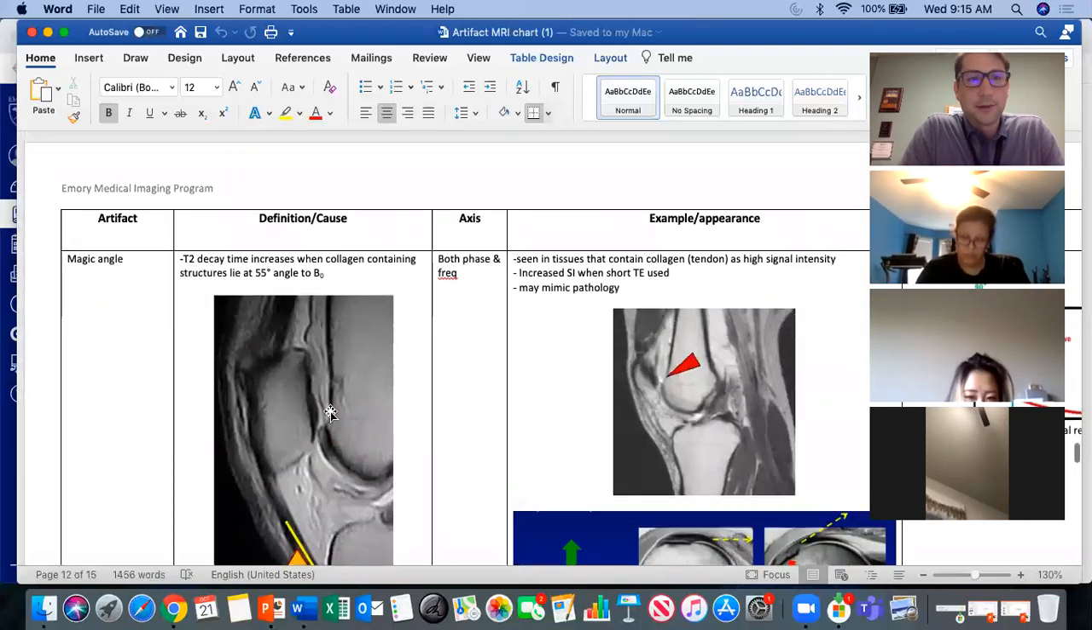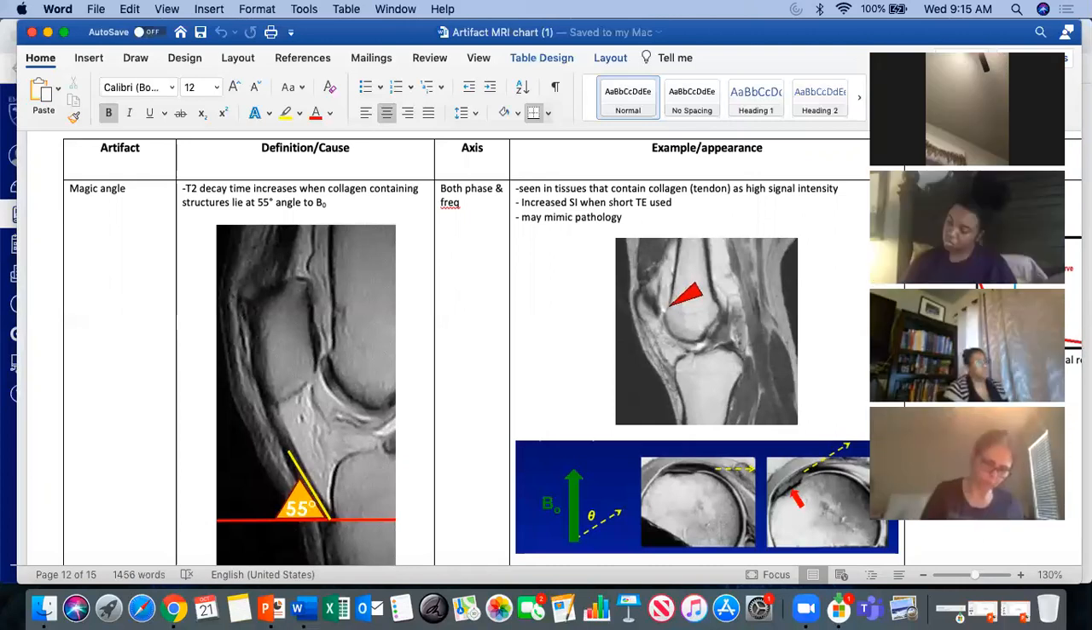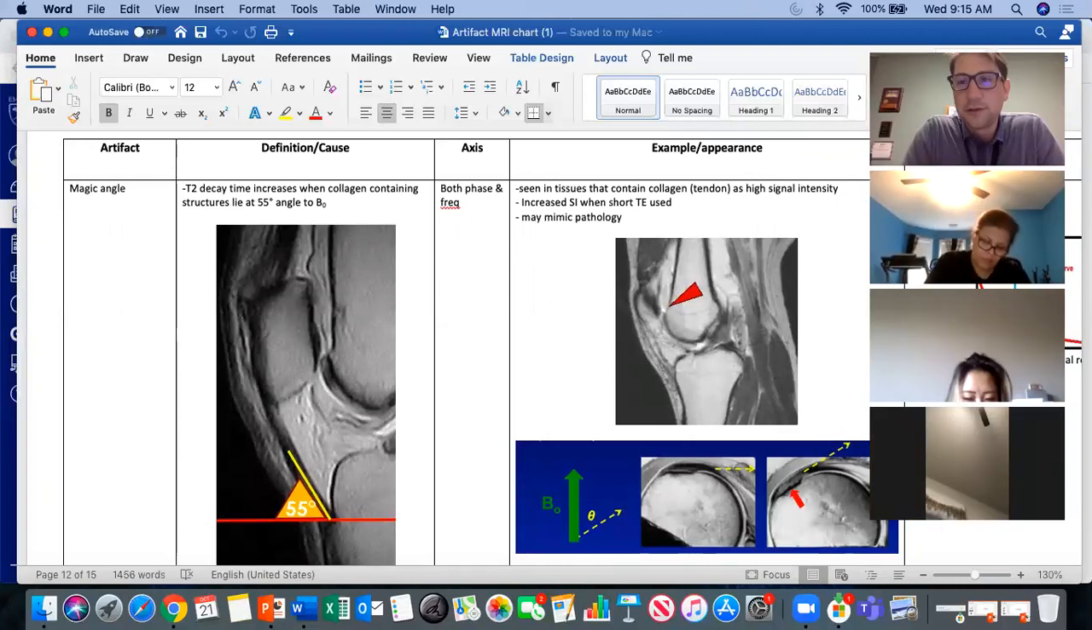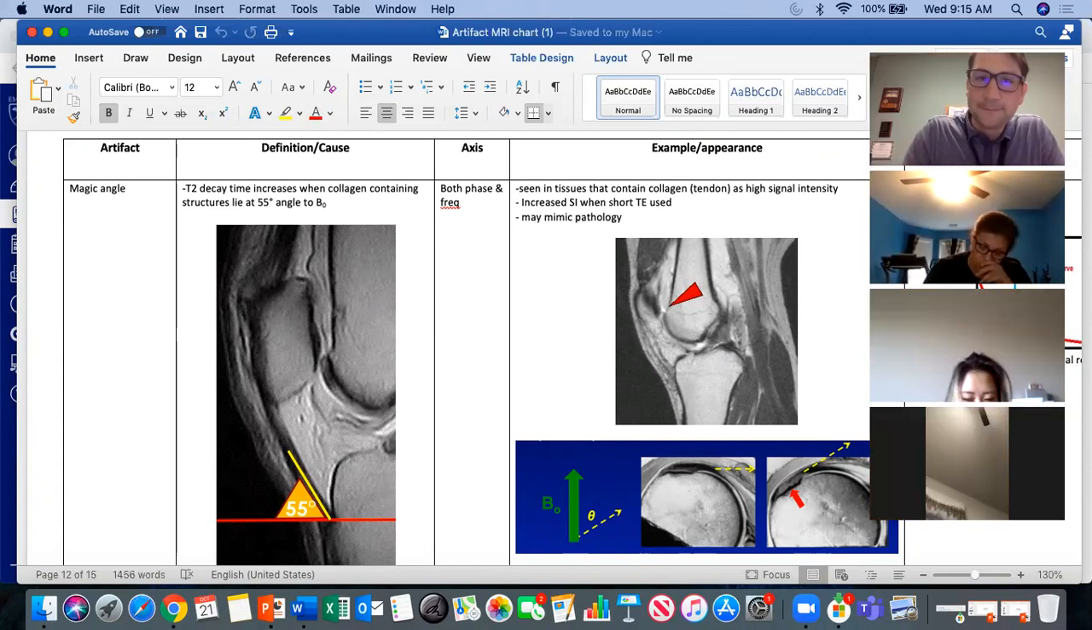All right, next one. This one's called magic angle. I have yet to see this artifact in clinical, but I would be surprised if you happen to come across this, because I think it would just be terrible luck, and I'll describe why that would be. Because this basically means that you have selected a TE time and have the patient at a very specific angle within the scanner that creates this artifact.